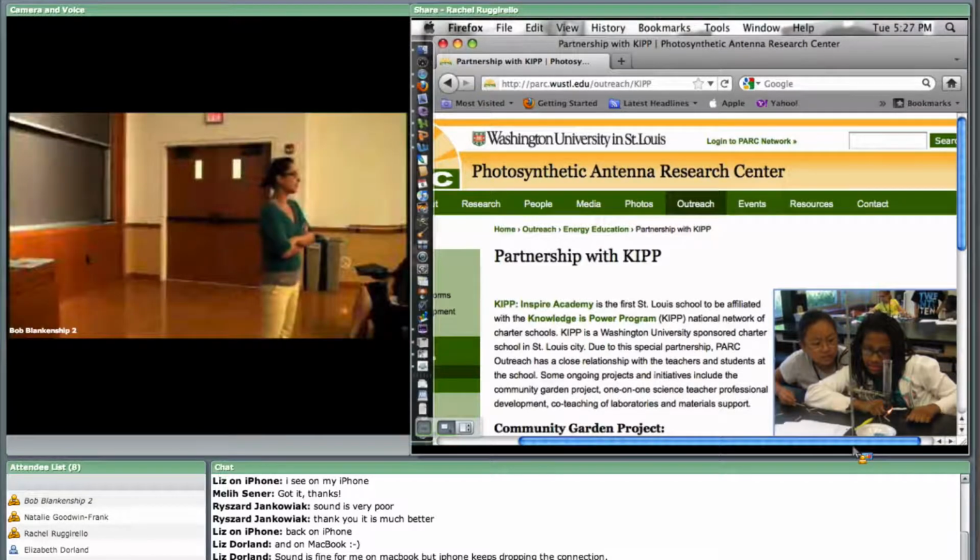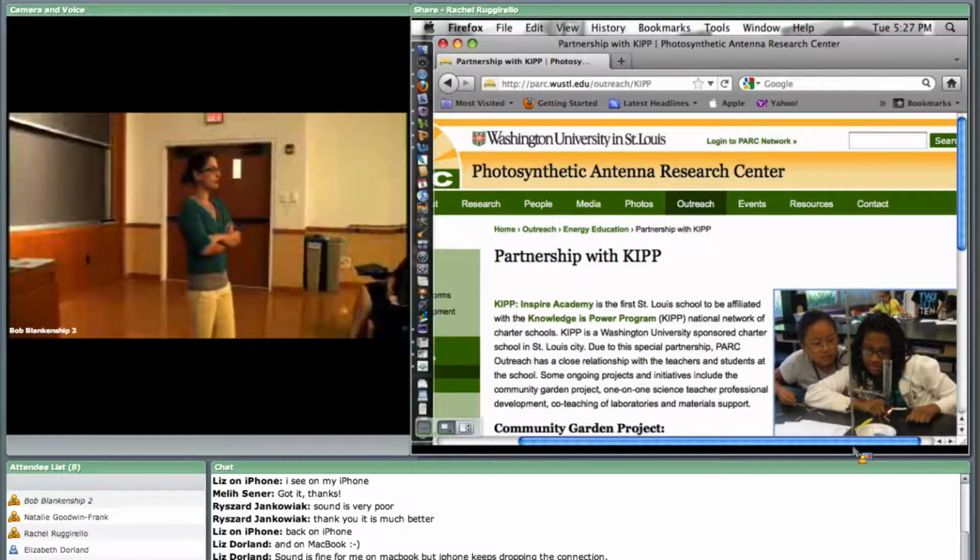KIPP, the Knowledge is Power Program, is a national model of charter school, located in the city of St. Louis, South St. Louis in Fox Park. They have a number of projects going on there. So again, if you're interested in a more long-term commitment, this would be something for you, because they really require people to commit to say, I'm going to stay here a semester, every other week for a semester.